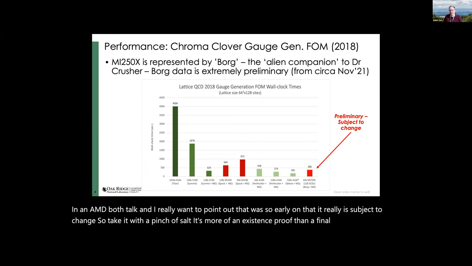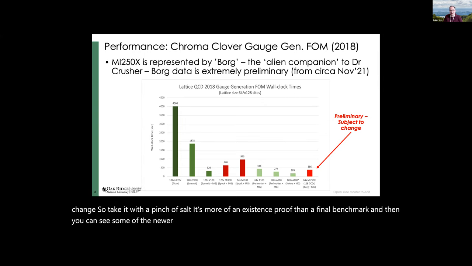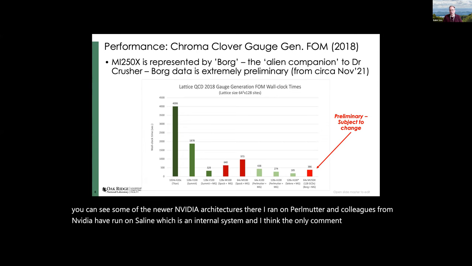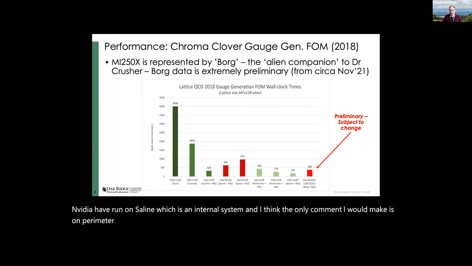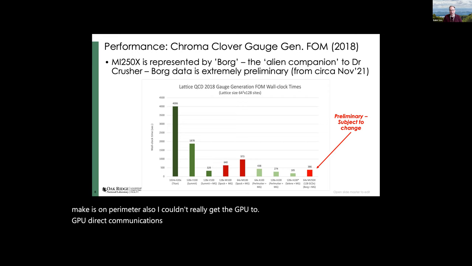And then you can see some of the newer NVIDIA architectures there. I ran on Perlmutter, and colleagues from NVIDIA have run on Selene, which is an internal system. And I think the only comment I would make is that on Perlmutter also, I couldn't really get the GPU-direct communications working. So I think I ended up doing the runs without.